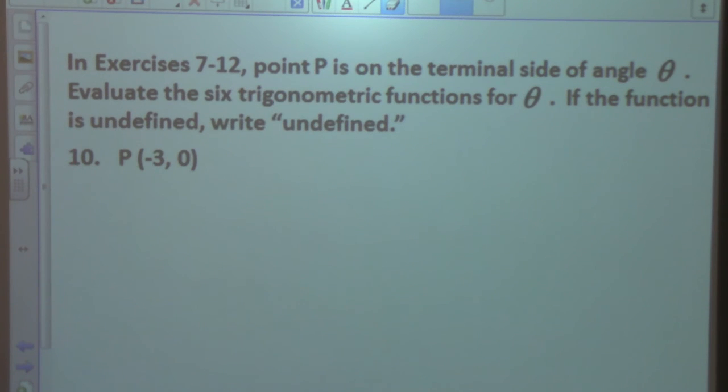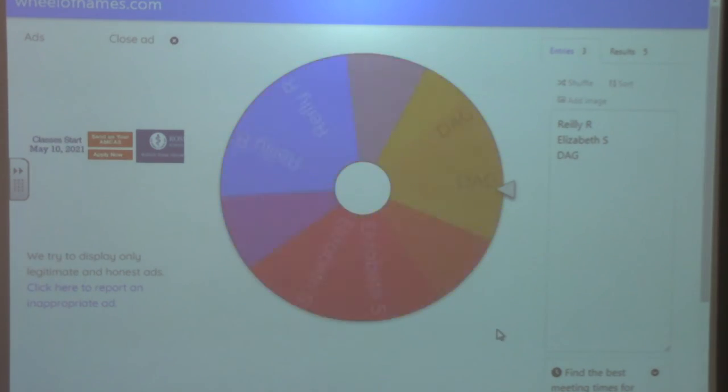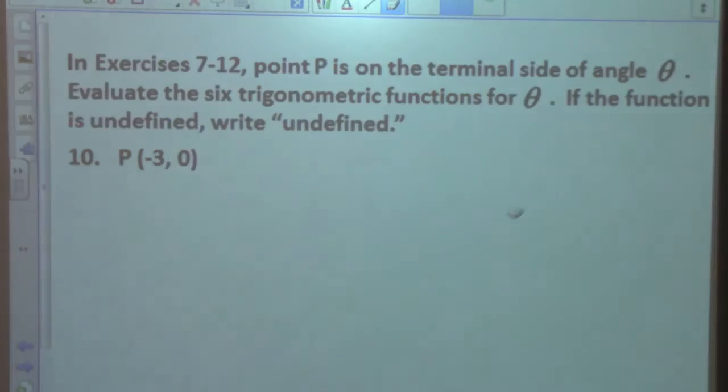And number 10 is going to be, we don't have very many people left here. It's going to be Elizabeth. Okay, Elizabeth, you get number 10. All right, Elizabeth.